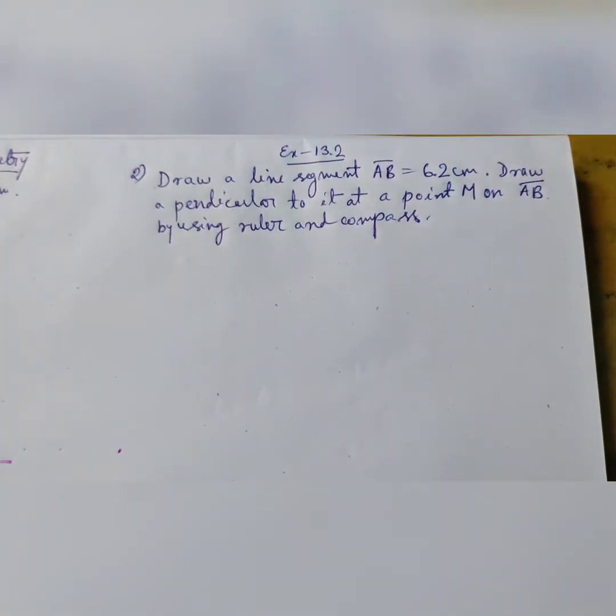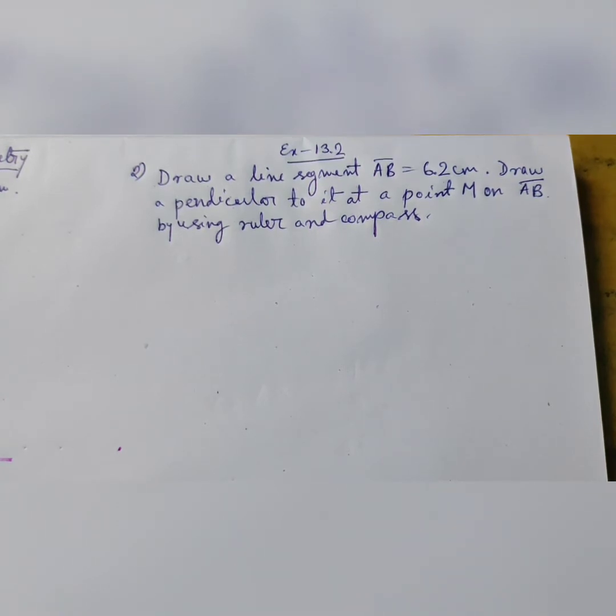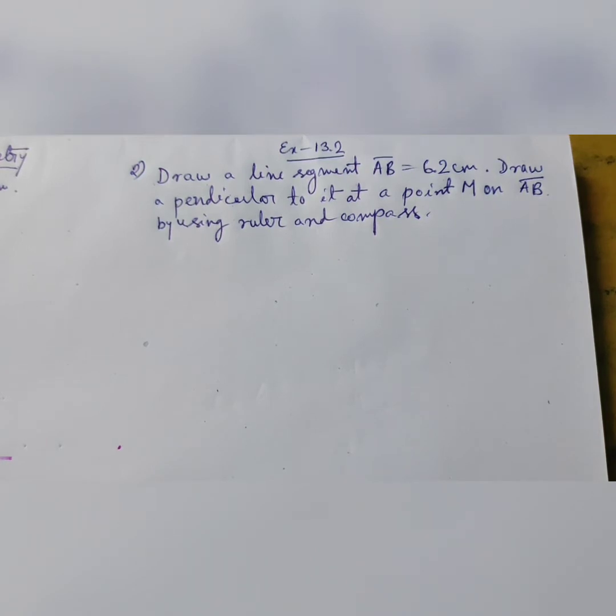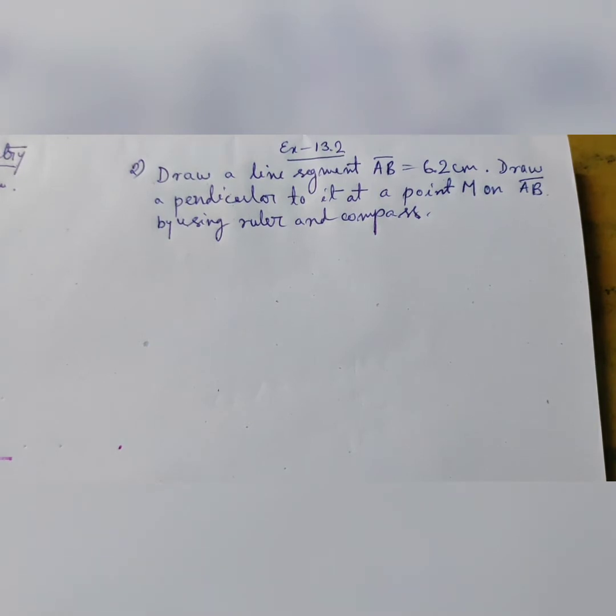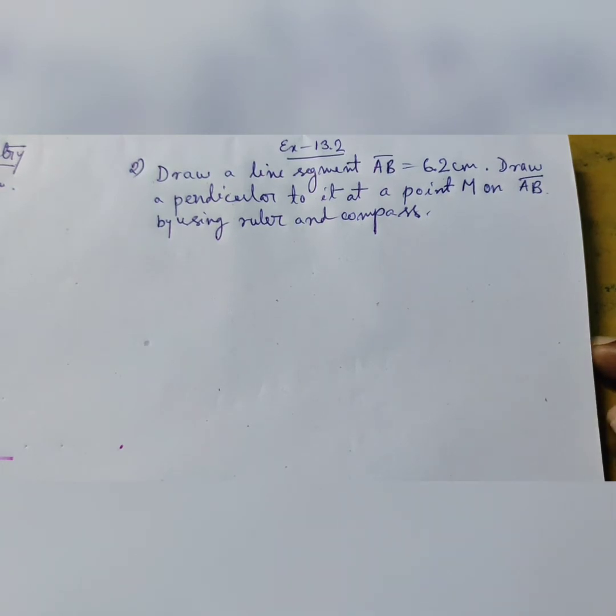Hello and welcome everybody. Now we are going to draw a line segment AB equal to 6.2 centimeter. Then we will draw a perpendicular on AB from a point M which is lying on AB with the help of ruler and compass. So let's start our construction. It is given that we have to draw line segment AB of 6.2 centimeter first.